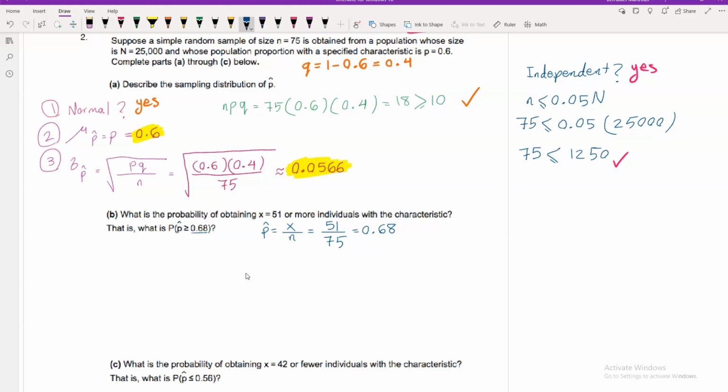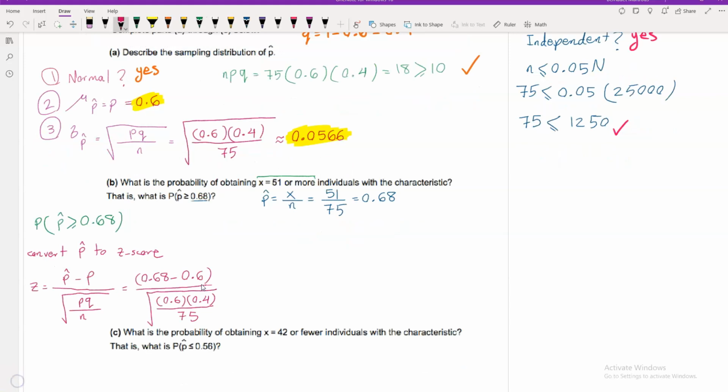And then finding the probability when p hat is greater than or equal to 0.68, because here it says obtaining x equal to 51 or more. That means greater than or equal to. So first we have to convert p hat to a z-score. Our p hat is 0.68 minus the population proportion 0.6, divided by the square root of p times q divided by n.